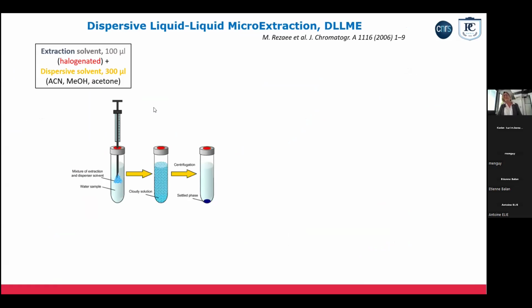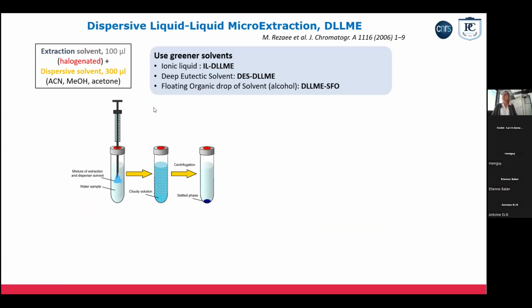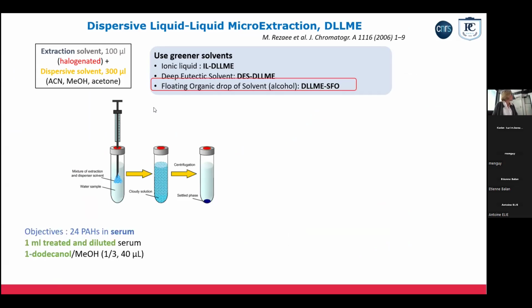If we look now at dispersive liquid-liquid microextraction, that consists in using a water-immiscible solvent as organic solvent for the extraction, mixed with a dispersing solvent to obtain very small droplets, we can extract a lot of compounds. It was described by this man sitting here. But if we want to make the method greener, again, we can think about other solvents such as ionic liquid, eutectic solvent, as I showed you before, but we can also use other types of solvents, other types of alcohol as an example. And this is what we have done recently.